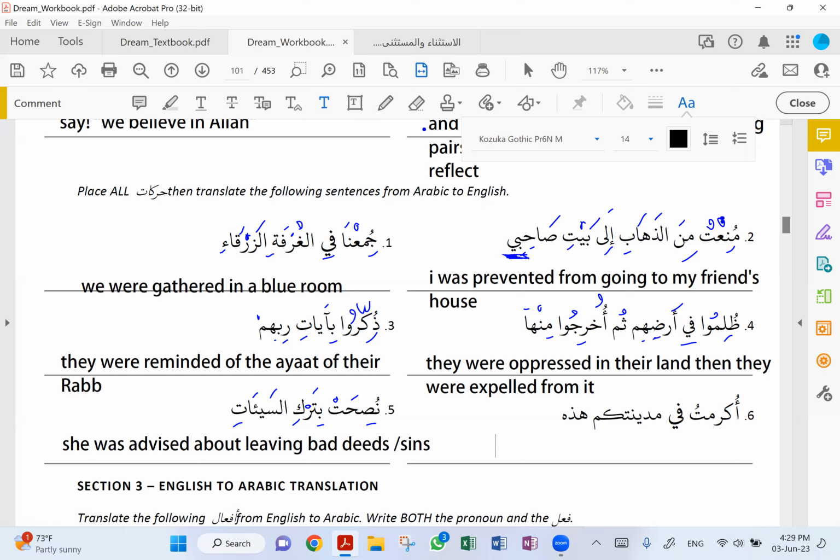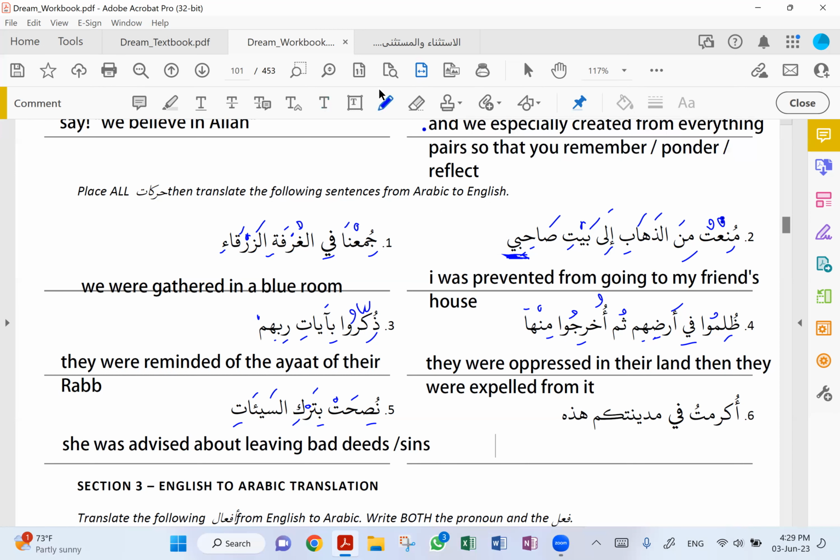Last one. Ukrimtu. So again, the same thing with this. They've actually already given us a dhamma. Good. But otherwise, we would be struggling. Is it anta? Is it ana? Is it anti? What's happening? So, ukrimtu. في مدينة مدينتكم هذه. أكرمتم في مدينتكم هذه.